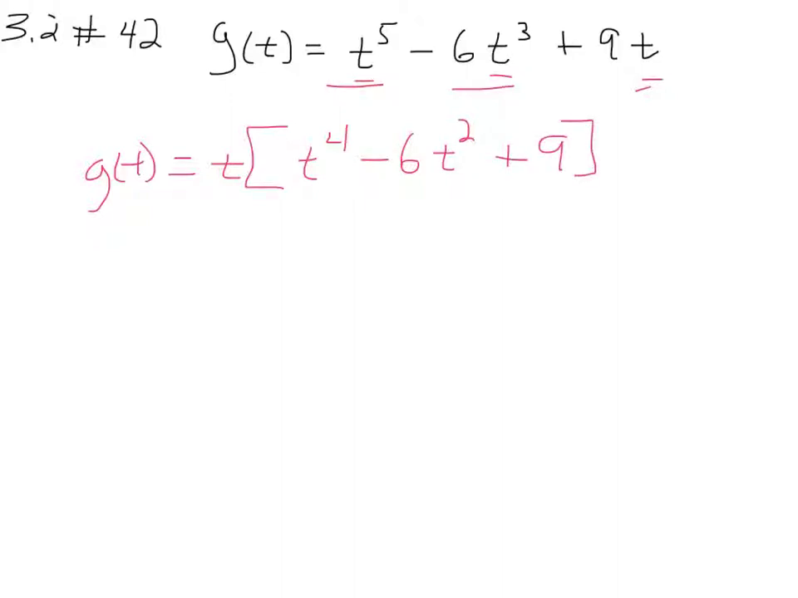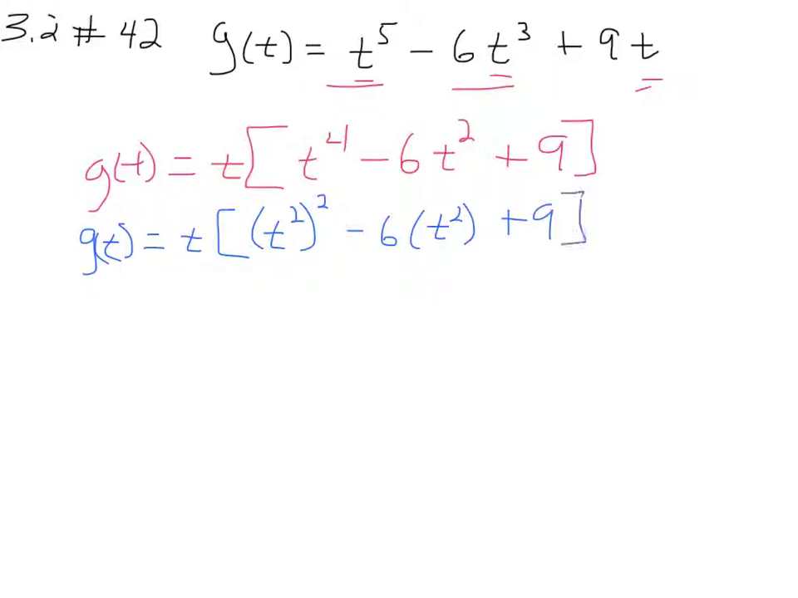Now, the stuff in the brackets is still a fourth order polynomial, but it is of quadratic type. So if I want to, I can write this as t times (t squared squared minus 6 times t squared plus 9). This means I can now factor this with t squared replacing what would be a normal x in the factoring.